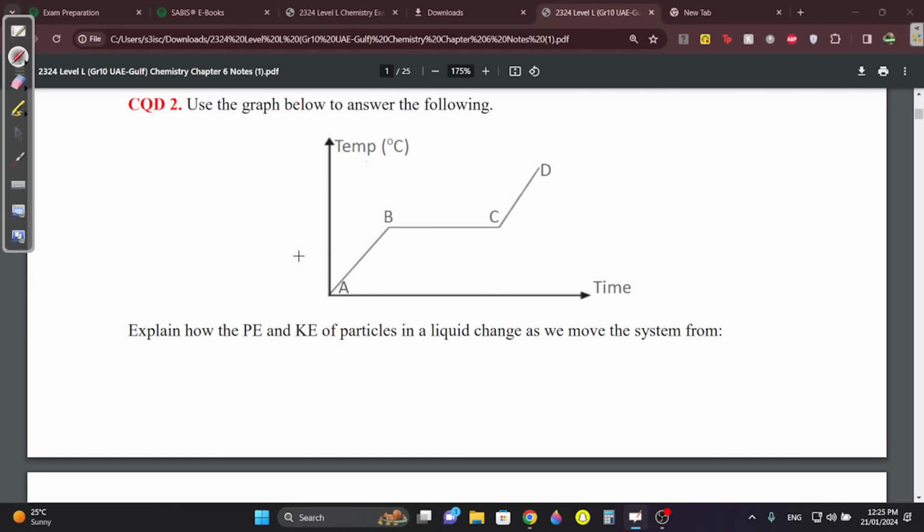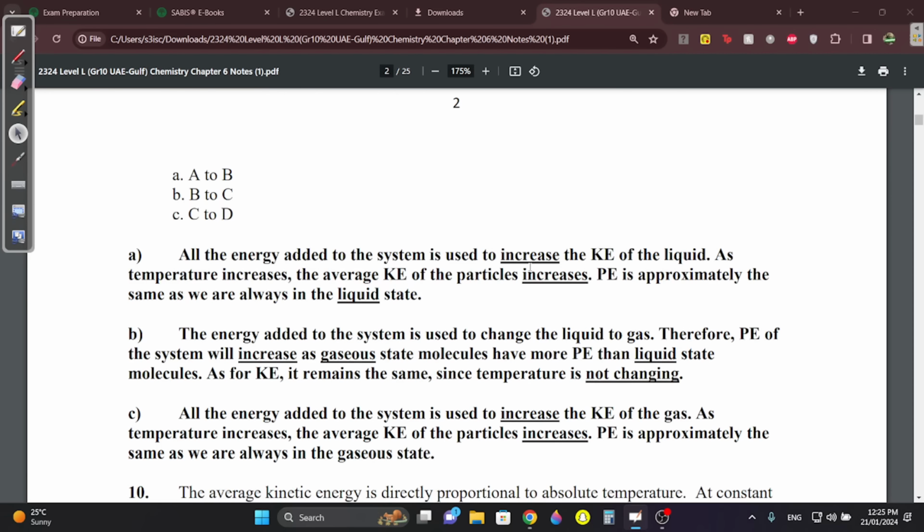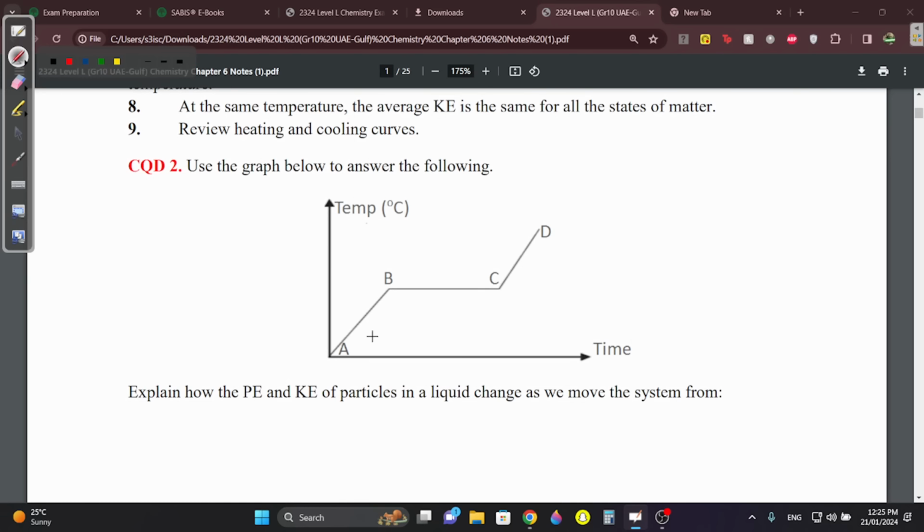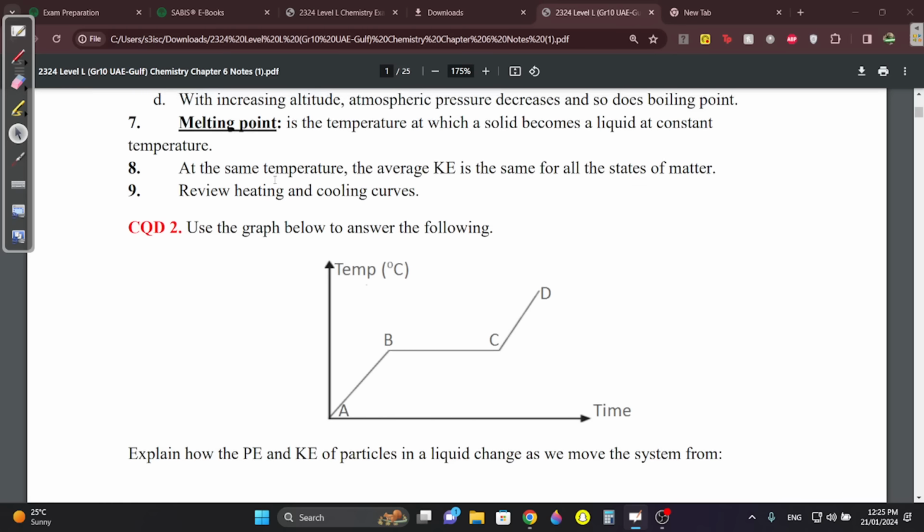Had in the final, they didn't ask about this potential energy, kinetic energy. But know that the kinetic energy is constant if the temperature is constant. So if the temperature changes, kinetic energy changes. Why? Because we said, if it's the same temperature, same average kinetic energy. If the temperature is changing, that means the kinetic energy will change.